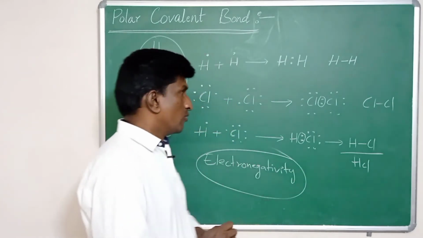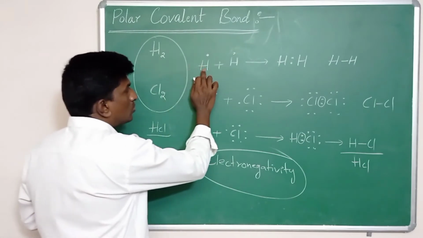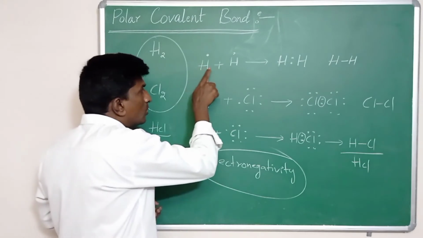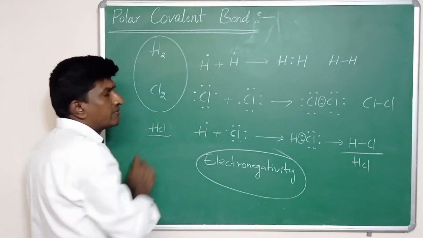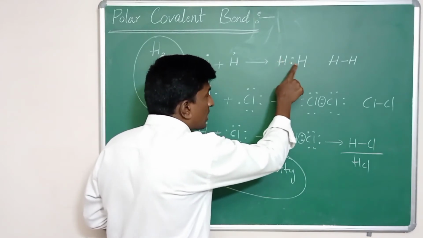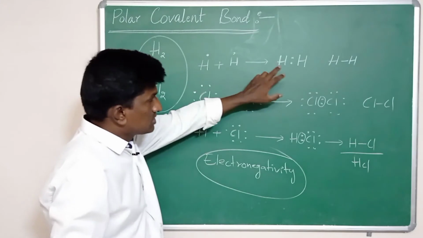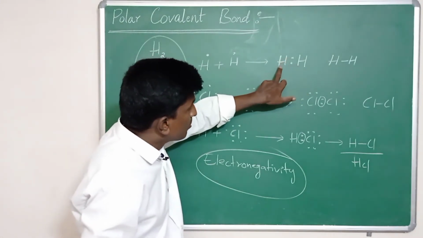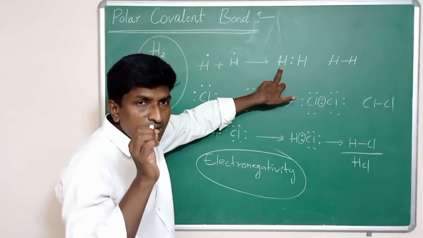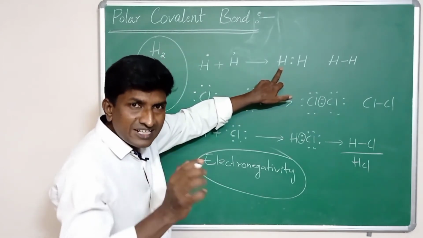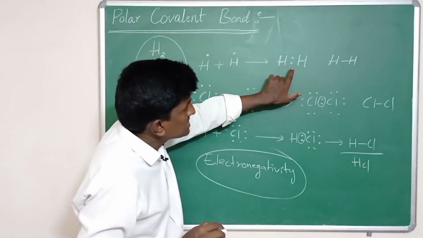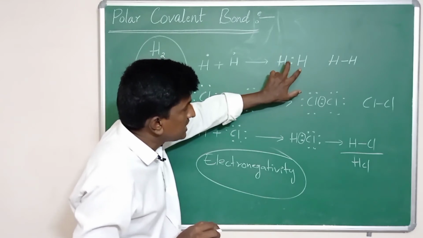When the bond is formed between two identical atoms, both have the same electronegativity. So the bond pair is equally attracted by the two hydrogens, because the two hydrogens are the same, so both have the same electronegativity. Electronegativity is nothing but the attraction of electron pairs towards it. So both attract that pair of electrons equally.